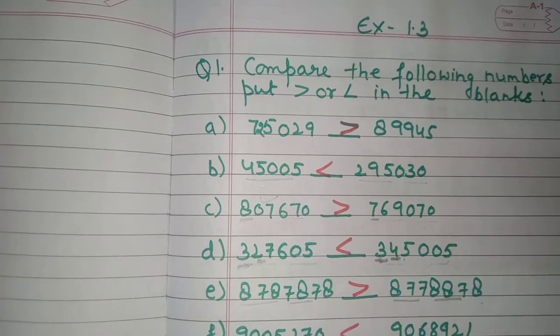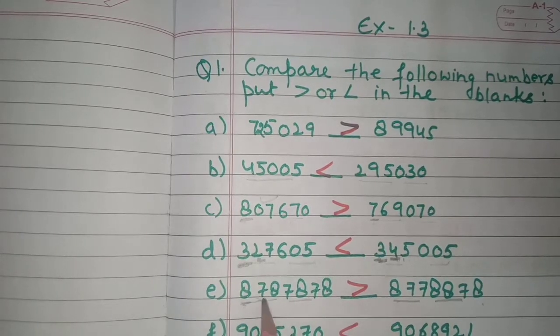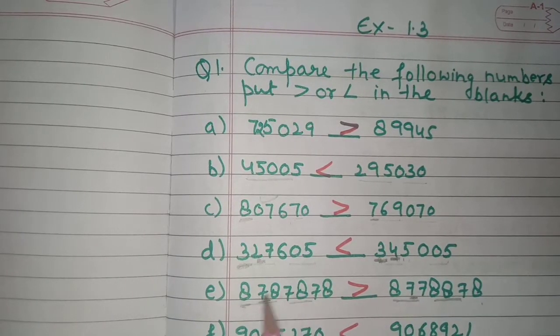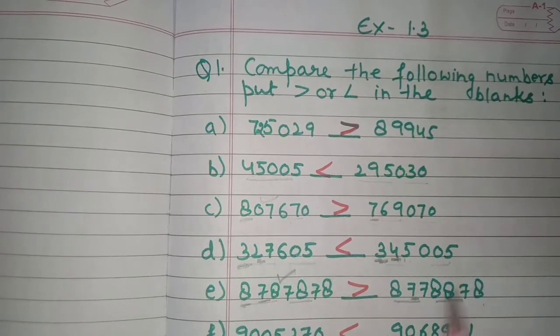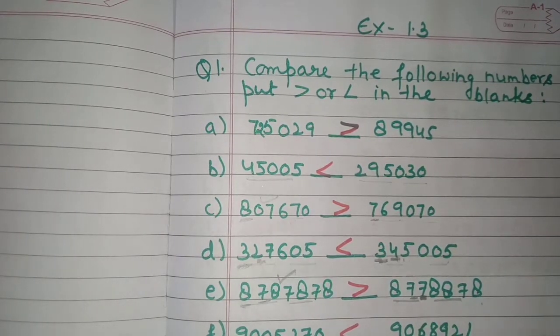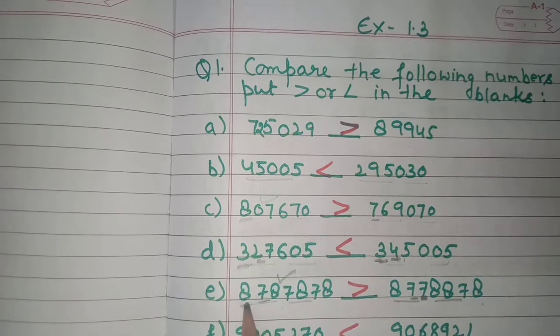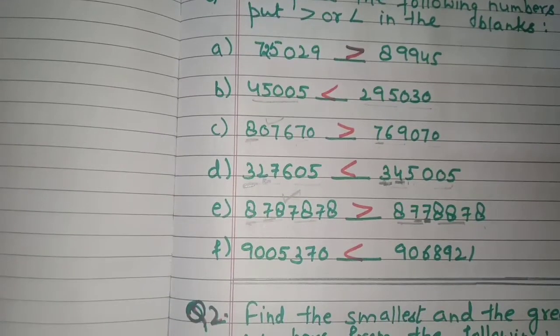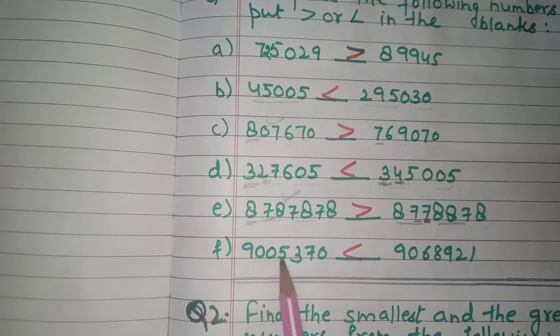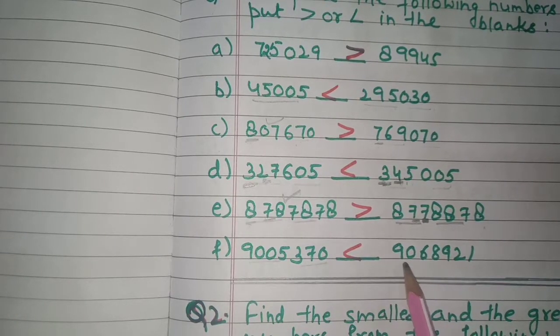Now next one, here we have 3 and 3, 6 and 7 and here we have 3 and 3, 6 and 7. So number of digits are same. First digit is same, second digit is same, and the third digit of the first number is greater as compared to the third digit of the second number. So obviously this number is greater, means 87,87,878 is greater.